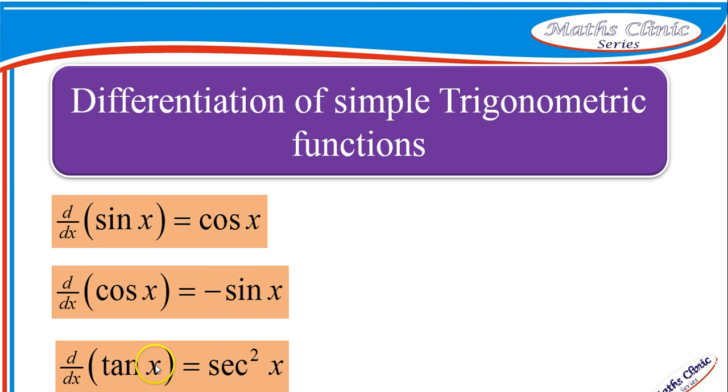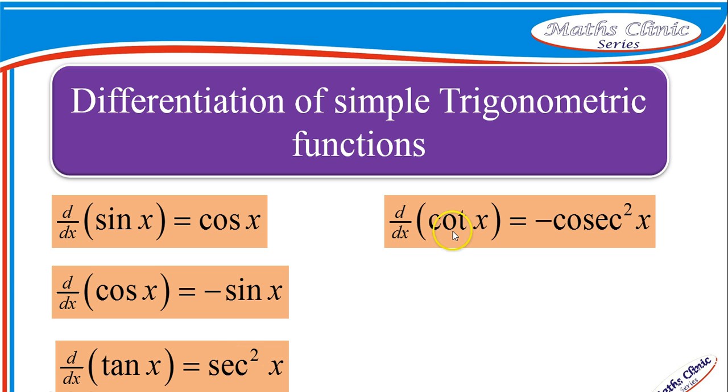If you differentiate tan x, you get sec square x. Remember, sec is part of the derived ratios. It means 1 over cos will give you sec. And so when you differentiate tan x, you get sec square x. Again, if you differentiate cot x, which is the same as 1 over tan x, you get negative cosec square x. And remember that cosec also is the same as 1 over sine x.